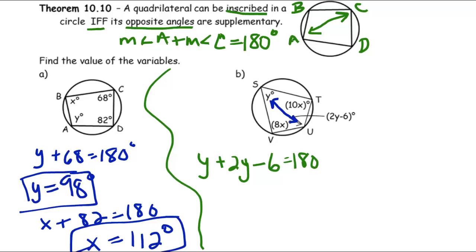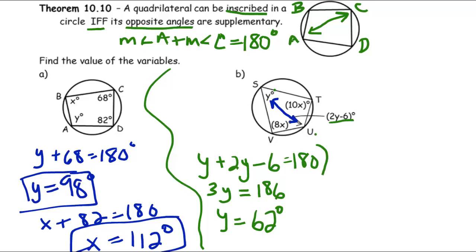Okay? Now, y plus 2y is going to give me 3y. And let's go ahead and add that 6 to the other side. 3y is going to equal 186. Now, when I divide by 3, y equals 62. Okay, so y up here, y degrees, that's 62. And remember that they have to be supplementary. So we could subtract that 62 from 180 to get the angle down here at u, or we can plug it in right there for y.